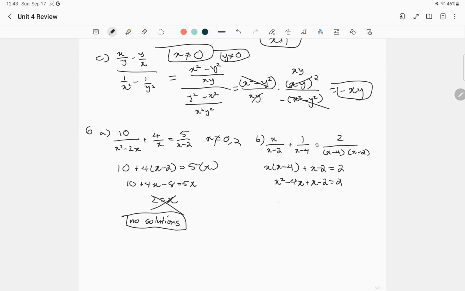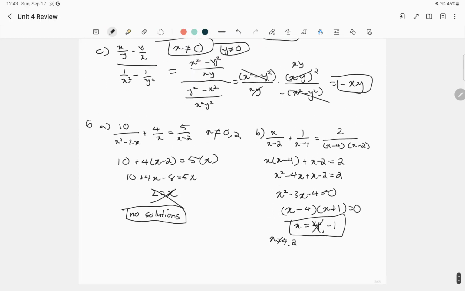We're going to move everything to one side. X squared minus 3x minus 4 equals 0. X minus 4 and x plus 1 will work, equals 0. So x equals positive 4, my bad, plus 4 or negative 1. And let's go check our work. X cannot be 4 from this, and x cannot be equal to 2. So this 4 is not applicable, so x just equals negative 1. Nice. Moving on.